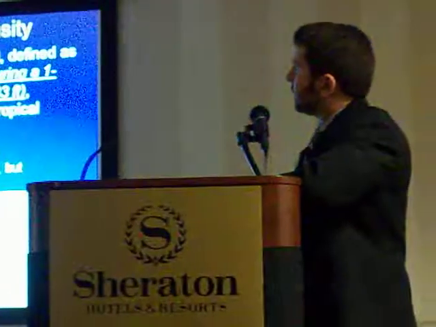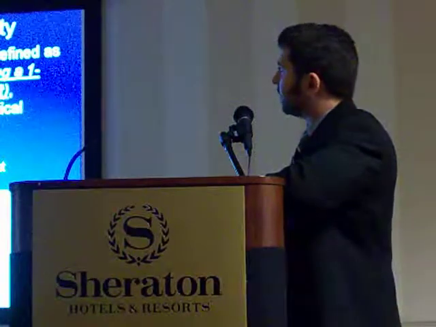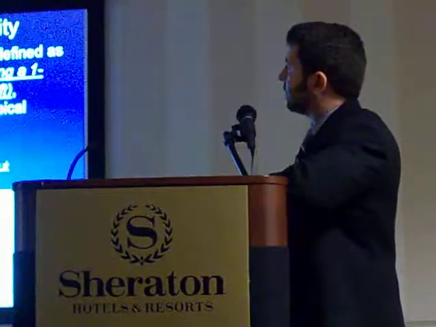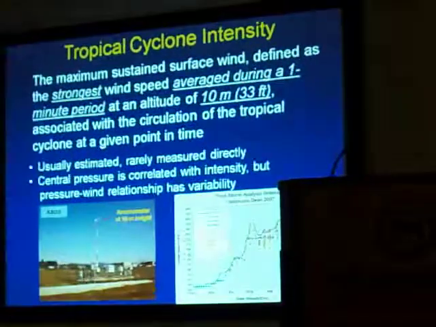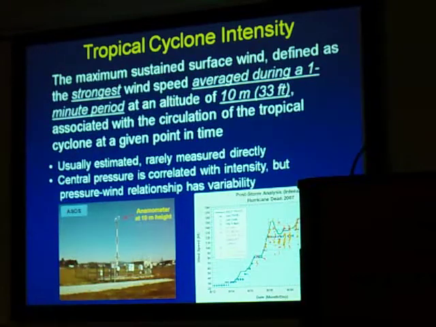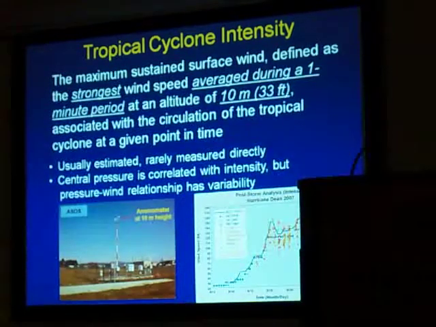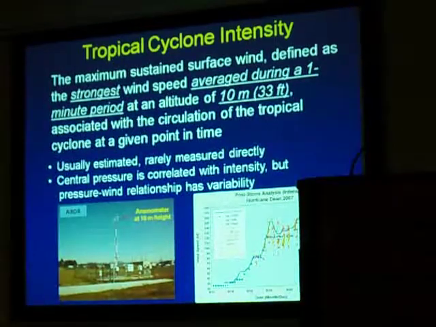Of course, the intensity is estimated almost always, and is rarely measured directly. This is very key. We rarely get measurements of the absolute intensity. And as a starting point, we often use the central pressure. We can use a pressure-wind relationship, which correlates pressure with wind speed, but that can often be in error by maybe 1 or 2 Saffir-Simpson hurricane categories.